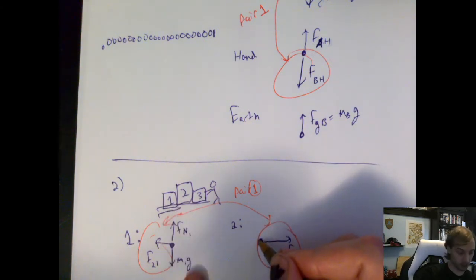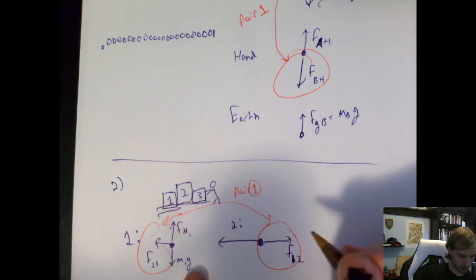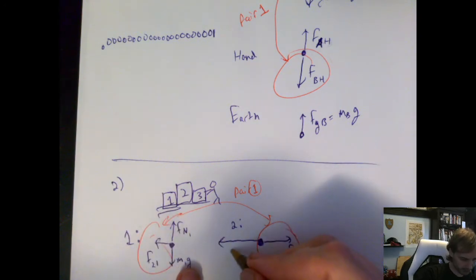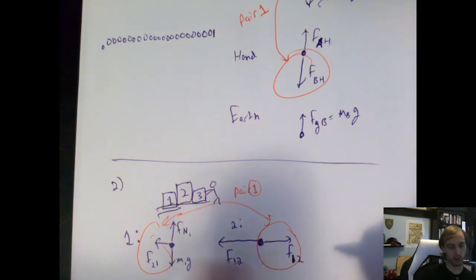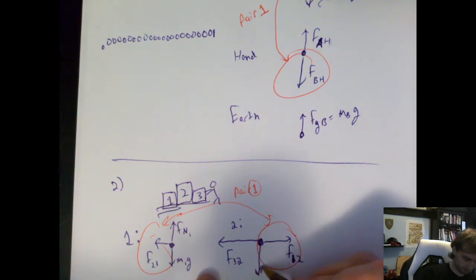Additionally, box 3 is pushing box 2, and the size will actually have to be a bit bigger because it's all accelerating to the left. So we'll have the force of box 3 on box 2 going to the left. Still going to have gravity. Still going to have normal force.